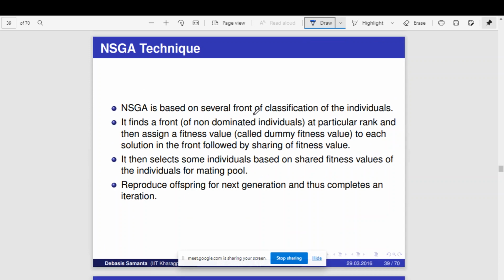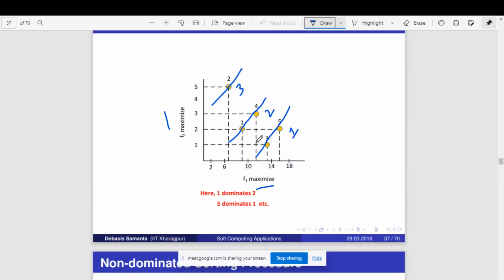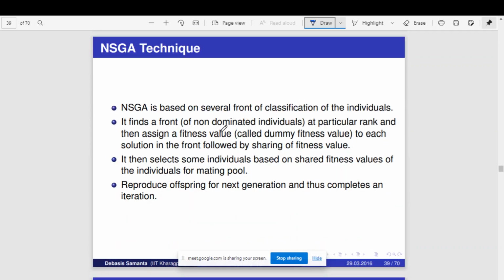NSGA is based on several fronts of classification of individuals. This is how it classifies: this is front 1, front 2, front 3. Like that, it classifies the individuals into several fronts.